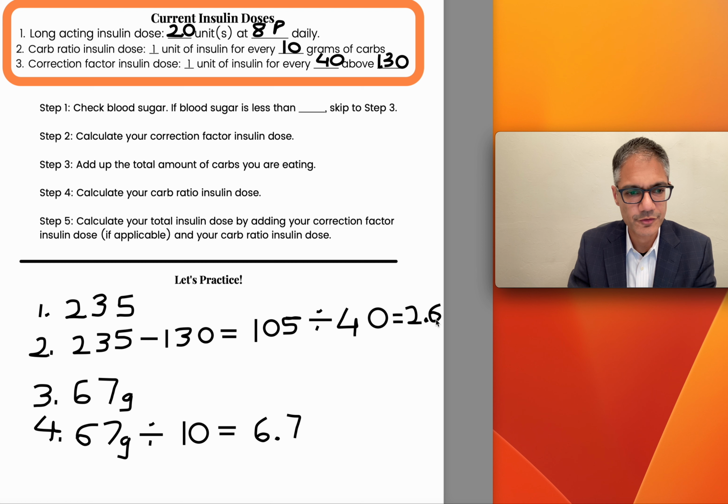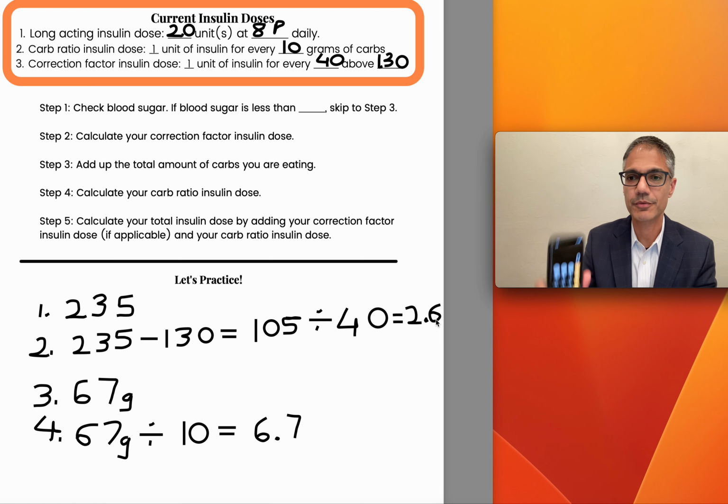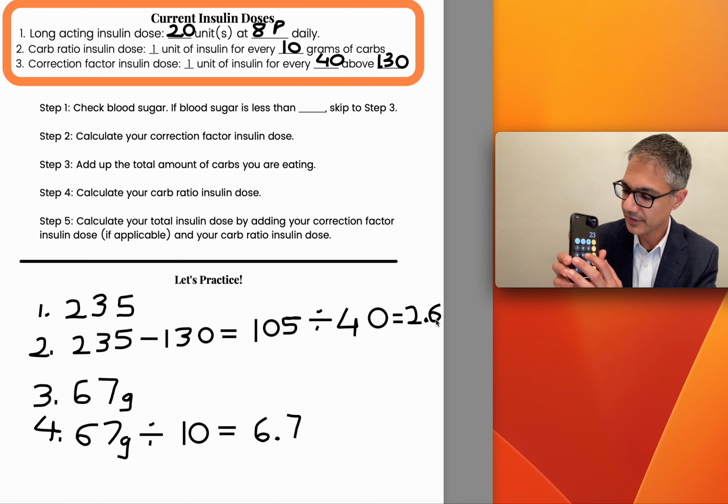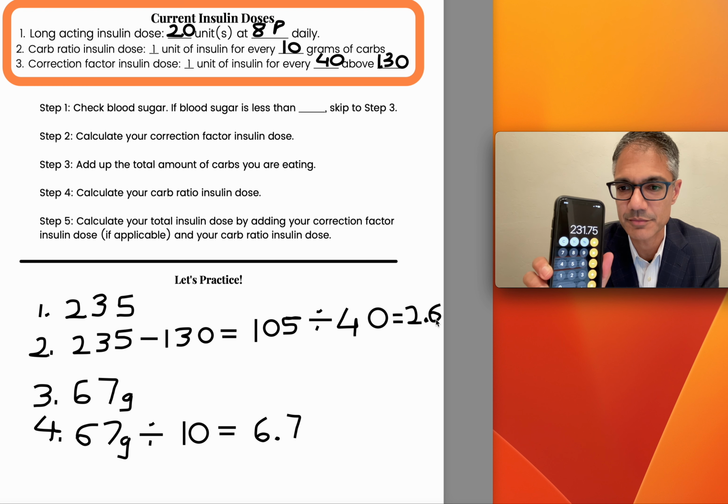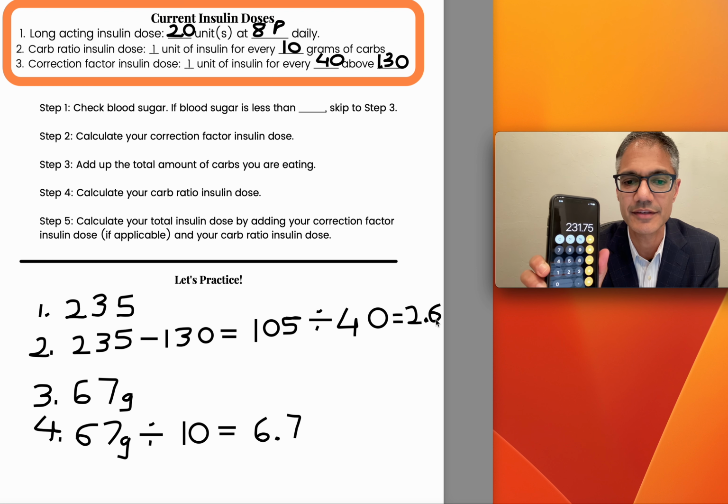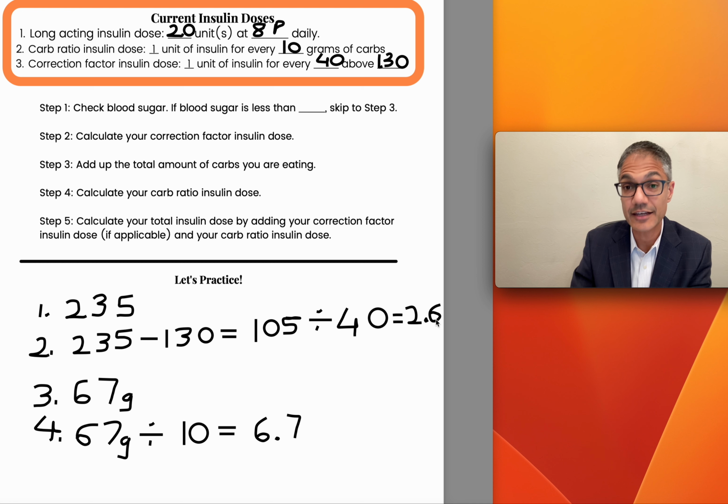So let me go back to my order of operations caveat. Let's say I put in 235 minus 130, and then hit equals and went directly to divide by 40. Watch what happens. It comes up with a ridiculous number of 231.75. So that is wrong, right?